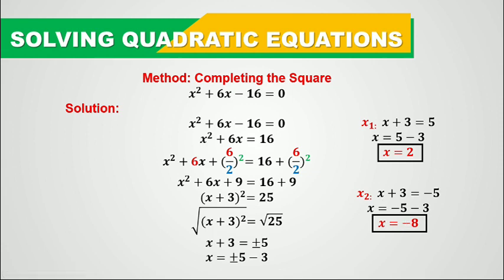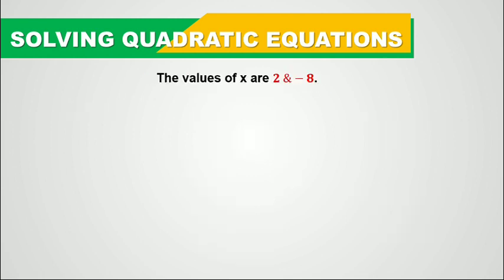Now, how are we going to know if the roots are the solution to the given quadratic equation? We have to check our answer. Our roots are 2 and negative 8, right? So we have to substitute these values into the given quadratic equation. If x equals 2, then x squared plus 6x minus 16 equals 0. So you have to substitute 2 for the variable x here.